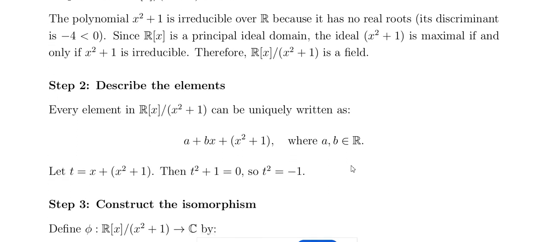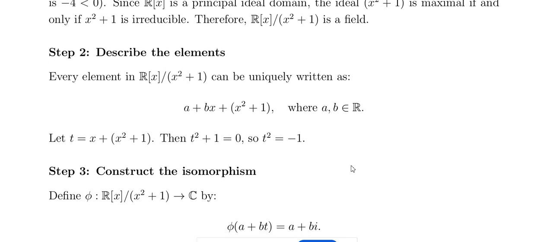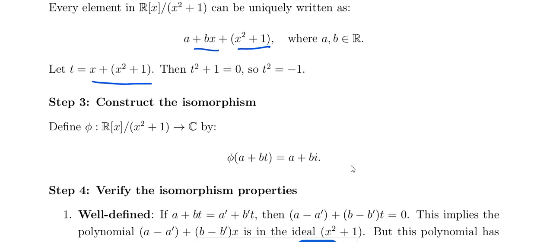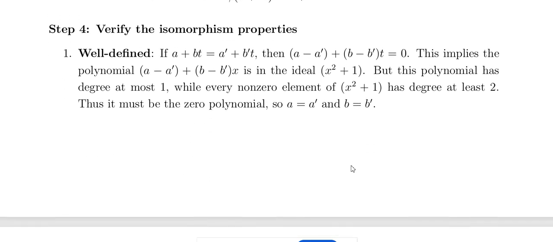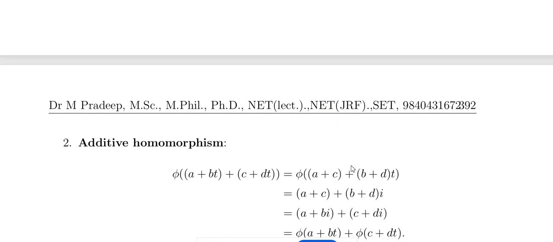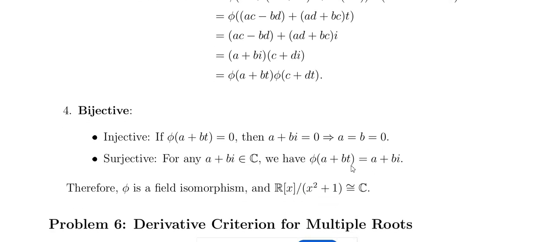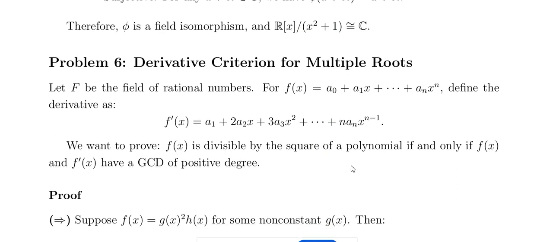We discussed the same concept. So every element in R of x by x square plus 1 is of the form a plus bx plus the ideal generated by x square plus 1. So t equal to x plus the ideal of x square plus 1, that is t square plus 1 equal to 0, t square equal to minus 1. We already did it, leave it, this is the idea. So R of x divided by x square plus 1 is isomorphic to the complex numbers.